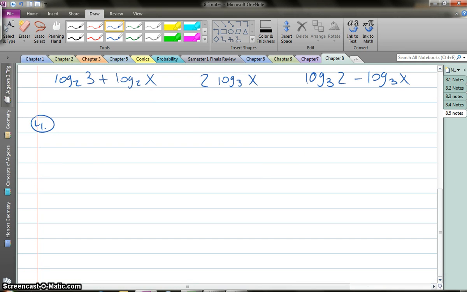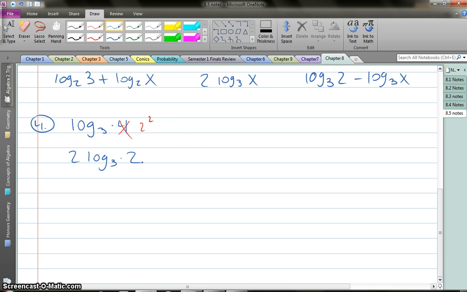Number 4: log base 3 of 4. You really can't simplify or rewrite this because our exponent is 1. But I'm going to rewrite 4 as 2 squared. Now I can rewrite it because I like a coefficient in front. So then it's 2 log base 3 of 2.